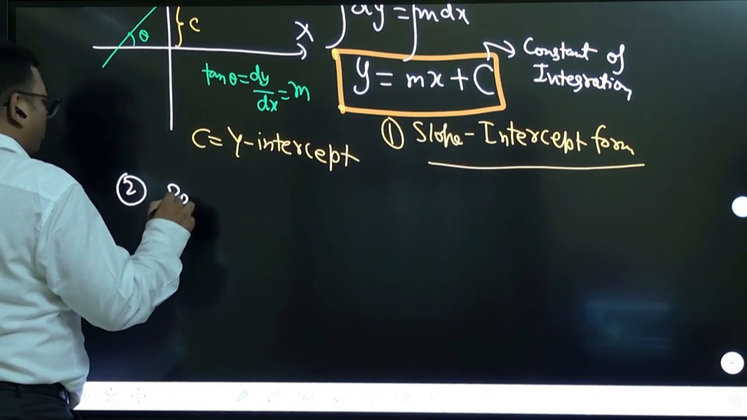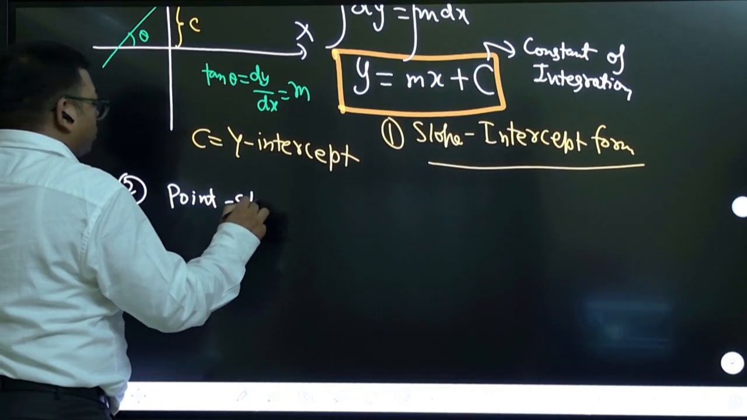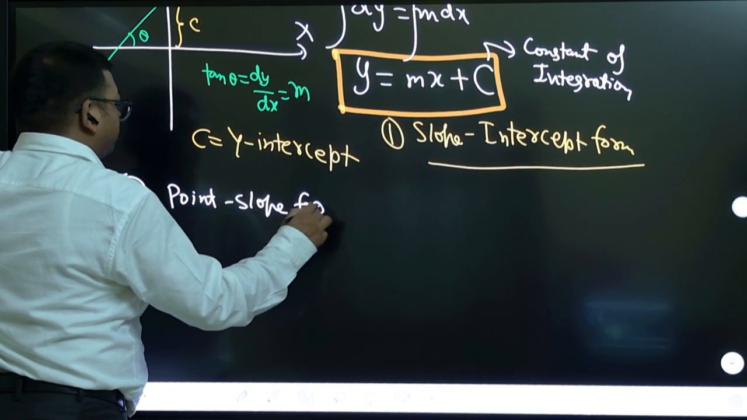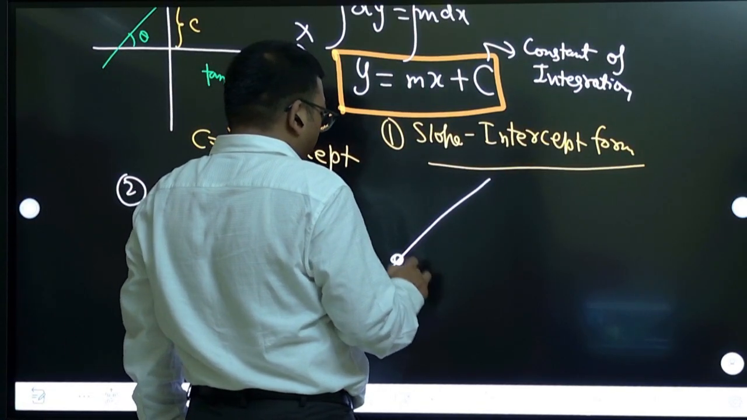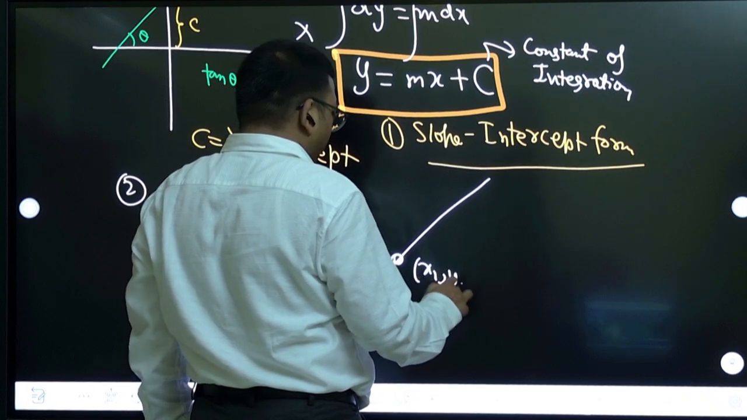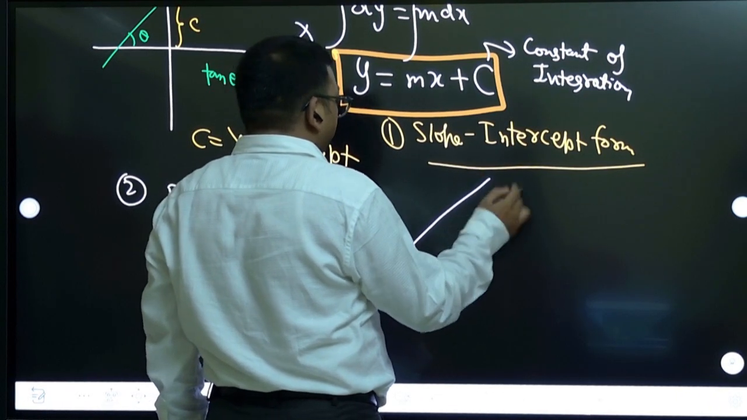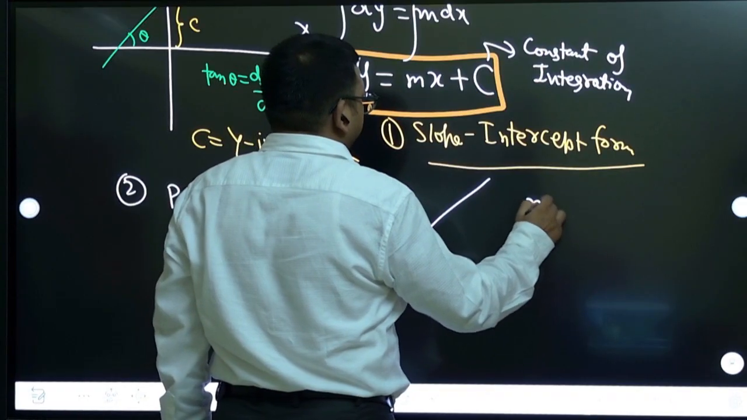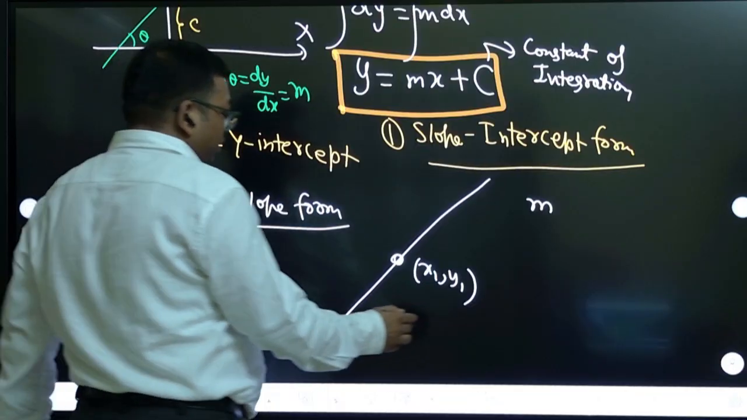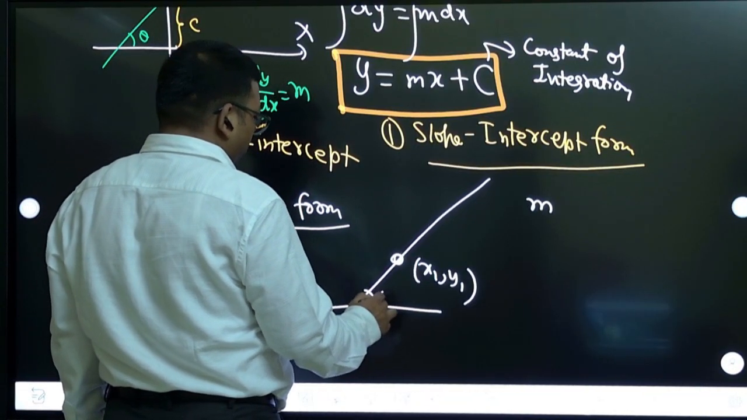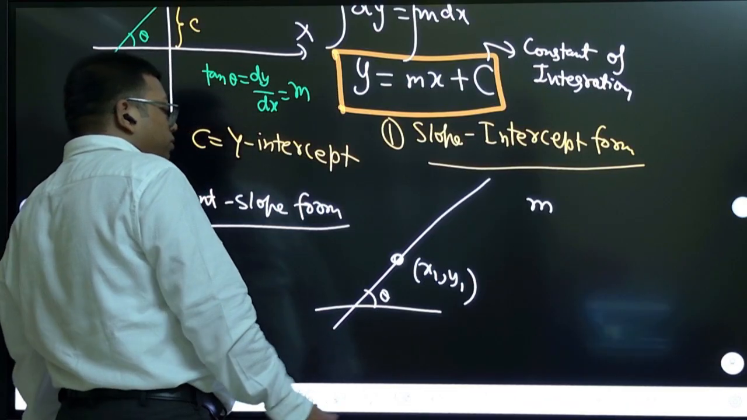Now let us see point slope form. Point slope form means you know any one point on this line, x1 comma y1, and you also know the slope of this. Let us say slope is m. Slope means this tan theta you will be knowing. Okay. So how to then find the equation?